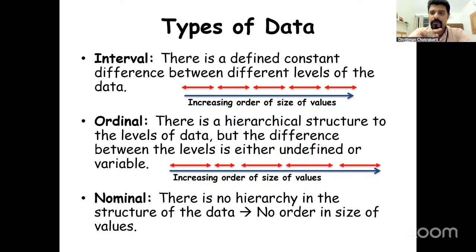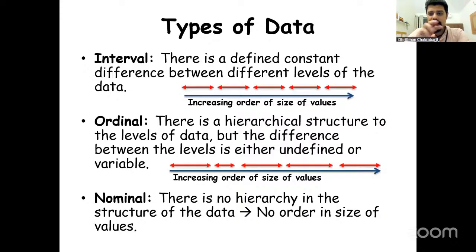So whenever you do not have any order between the levels of the data, we call the type of the data qualitative, or more specifically nominal. Nominal is derived from the term name. So basically the levels of the data are just names. They don't have anything to do with any categorization based on any hierarchy. So, no hierarchy.